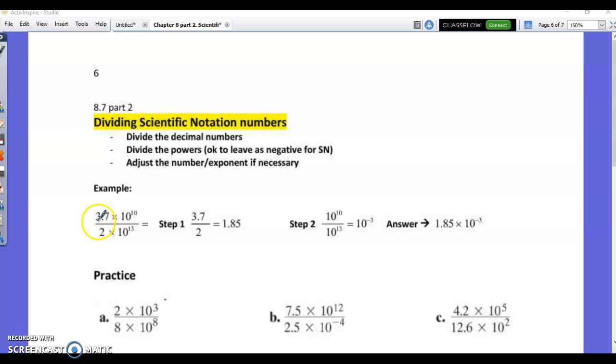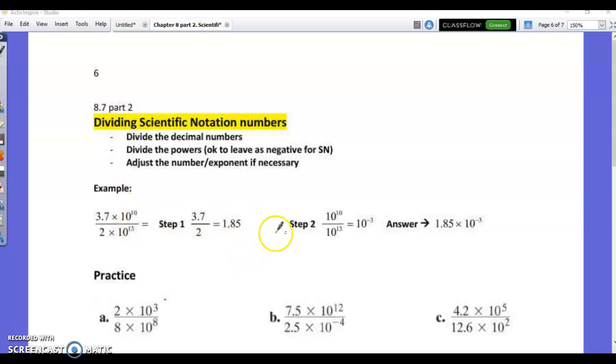in this example, you just divide those. You're going to get probably some kind of decimal point. Maybe not, maybe a whole number, either way. Then you divide the powers. And remember, when we divide exponents, you subtract the top from the bottom. So sometimes that could end up as a negative number.